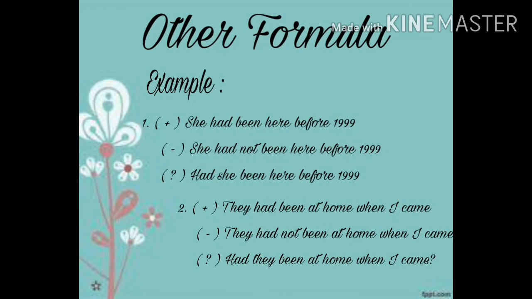Example number 1. The positive form: she had been here before 1999. The negative form: she had not been here before 1999. The ask sentence: Had she been here before 1999? Number 2. The positive form: they had been at home when I came. The negative form: they had not been at home when I came. The ask sentence: Had they been at home when I came?